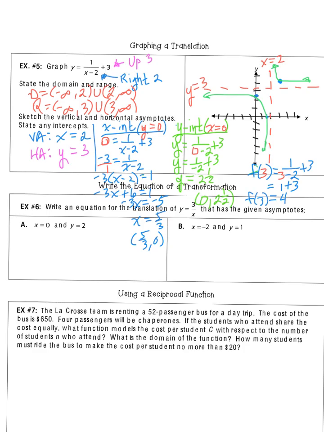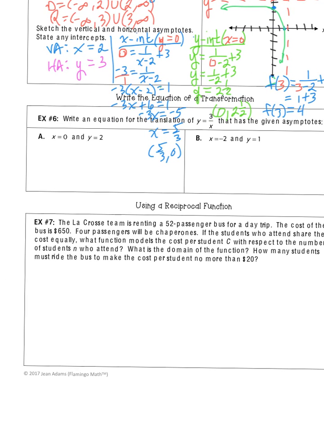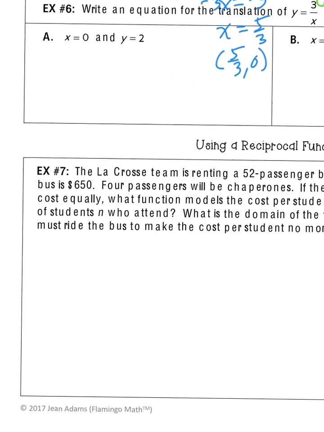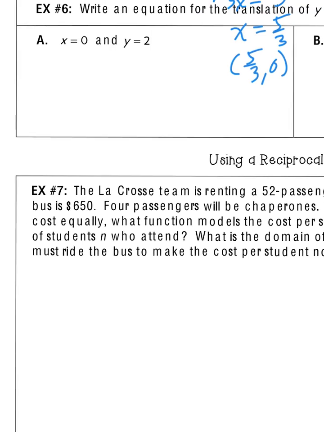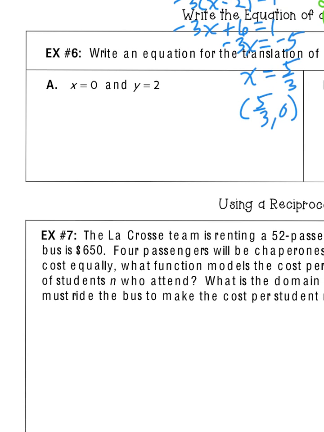So now we are going to write an equation for the translation of y equals 3 over x. It's pretty close to our parent function, except for instead of 1, we have a 3 here. And they're going to give you some asymptotes. So I'm going to do the first one with you, and then you get to do this one on your own. So let's make this bigger. All right. So I have the parent function of y equals 3 over x.